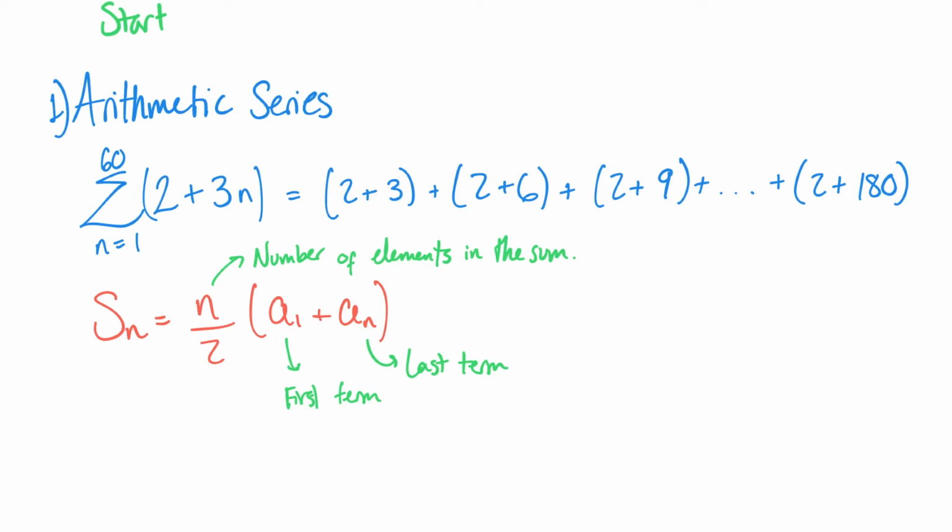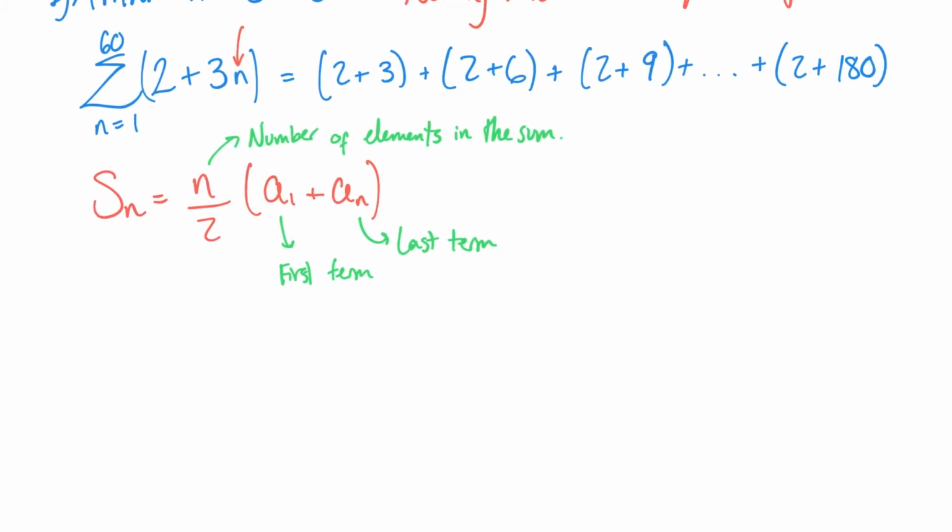But how do we know that we can use this equation? Basically, whenever we have a series where the n is not raised to a power, or we don't have a number raised to the power of n, we can use this, okay? So arithmetic series, nothing raised to the power of n. So, very simple. Now we just plug in the numbers.